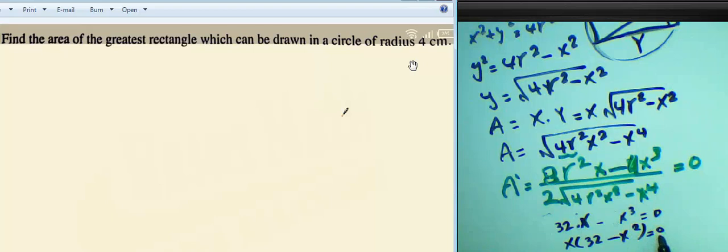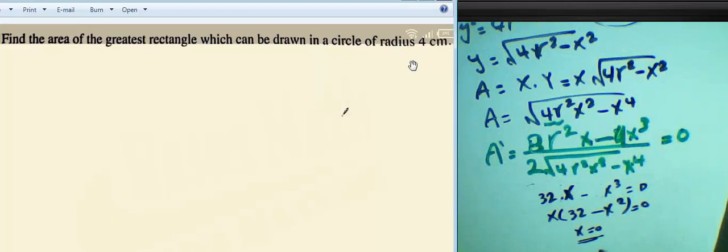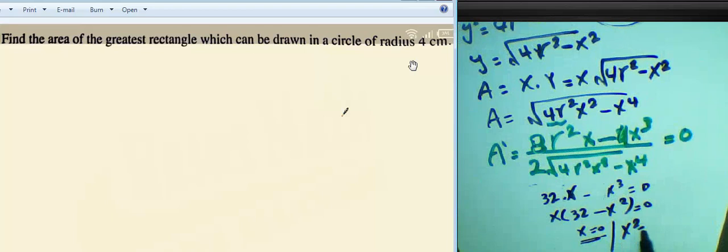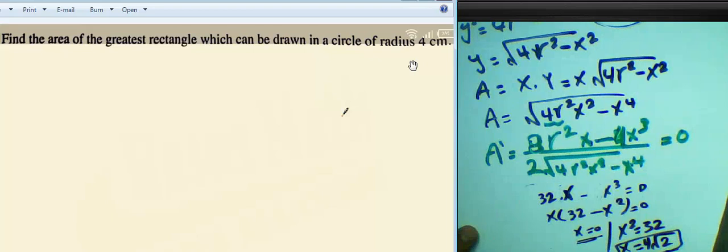equal 0. Then x² times x equal 0 is false, so we can't write x equal 0, but we can write x² equal 32. Then x equals the square root of 32, which is 4 outside, because 32 equals 16 times 2, and the square root of 16 times 2 equals 4 root 2. So x will be 4 root 2. Then we can find y.